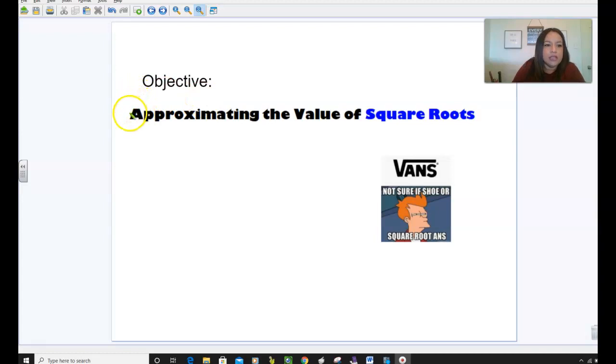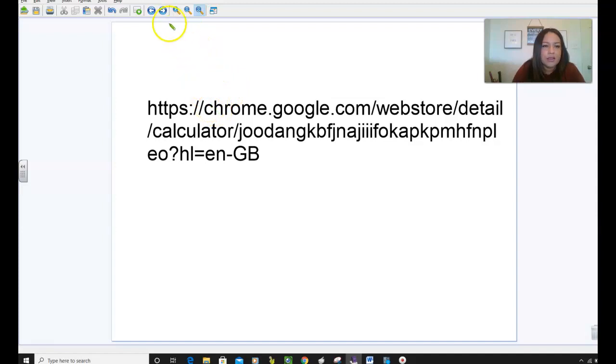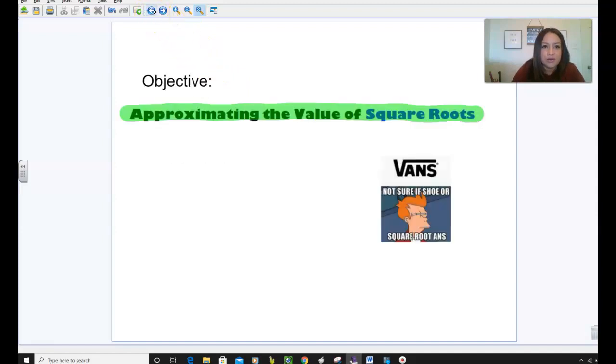All right, so take out your notebook. Let's go ahead and write your objective for today, which is approximating the value of square roots. We started it on Friday, but I know that we didn't get to finish, so we're going to practice a little more today. Sorry, I don't know if I let you guys finish that.